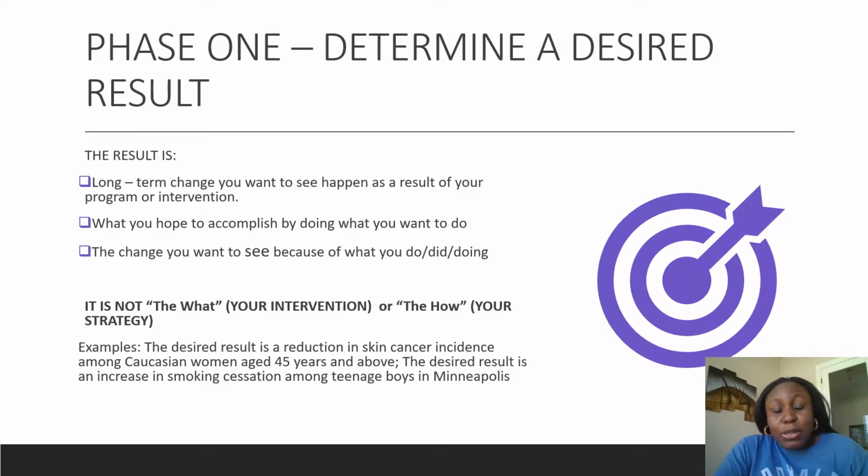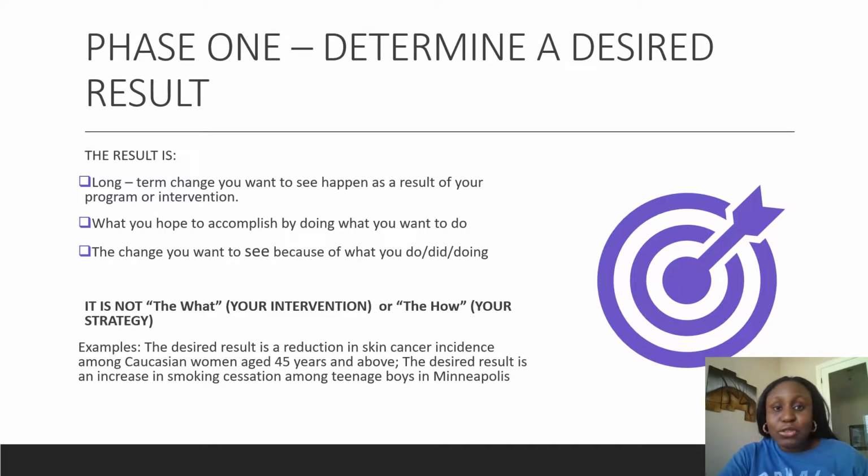It could also be put like this: it's the change you want to see happen because of what you are doing, or what you plan to do. Now, a desired result is not what you are doing or what you plan to do. It's not your intervention. That's not your desired result. Neither is it the how. It's not your strategy for accomplishing change.